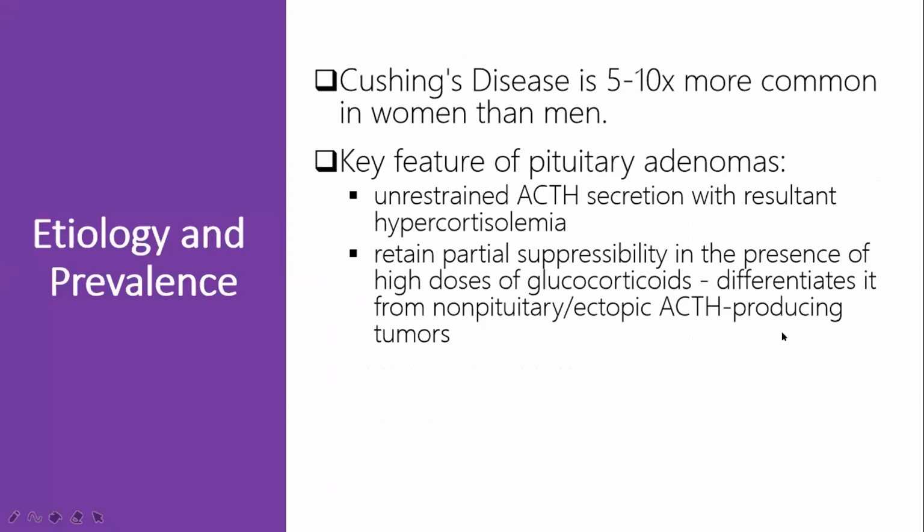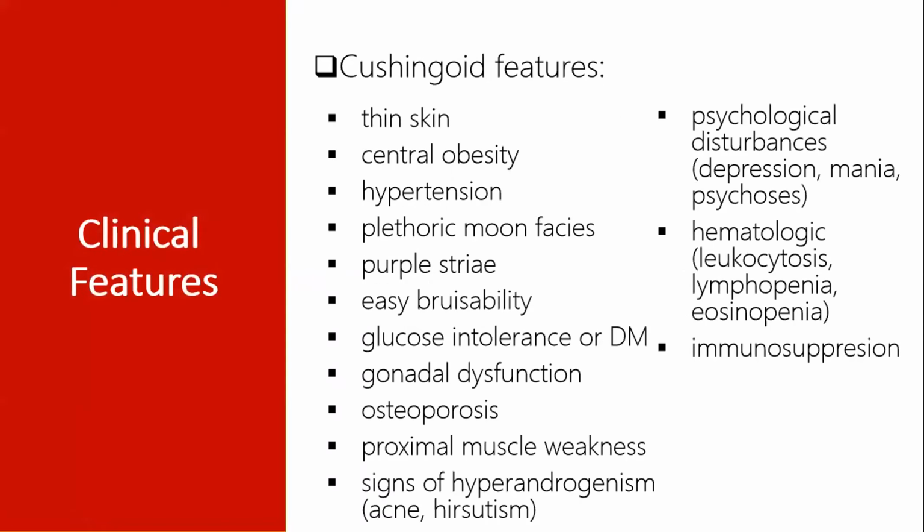ACTH producing tumors. So for the clinical features, of course, there will be Cushingoid features. We should be able to identify thin skin, central obesity, hypertension, plethoric moon facies, purple striae, easy bruisability, glucose intolerance or diabetes mellitus, and gonadal dysfunction. So there would be amenorrhea, impotence, osteoporosis, and proximal muscle weakness, which tends to affect the upper arm and the thighs.